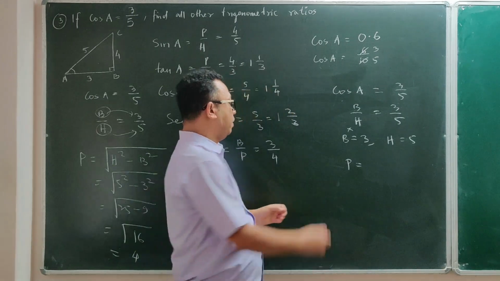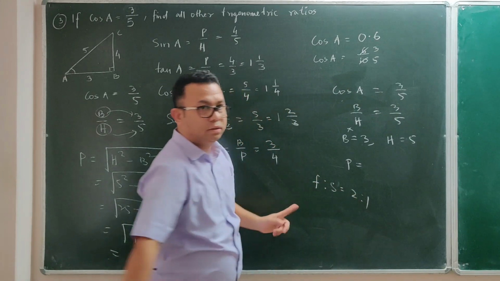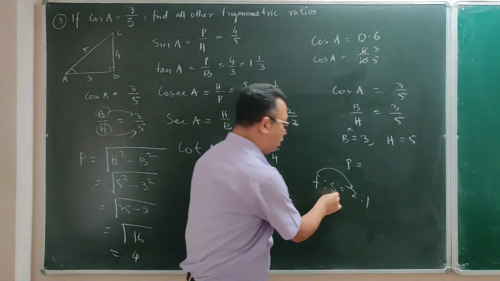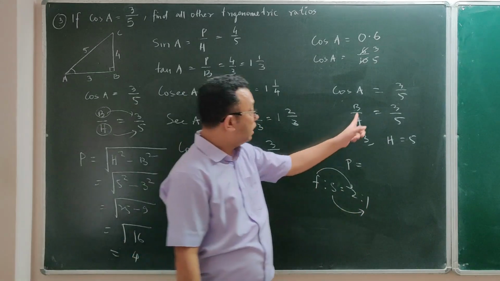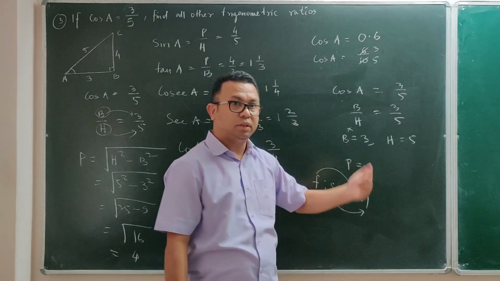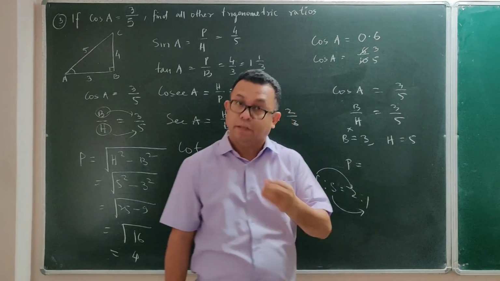It doesn't mean that if I say father to son's age is 2:1, father is 2 years old and son is 1 year old. Only the ratio is 2:1. The same thing happens here. Base and hypotenuse ratio is 3:5. So you cannot take base as 3. Base is not 3, hypotenuse is not 5. The ratio is 3 and 5.